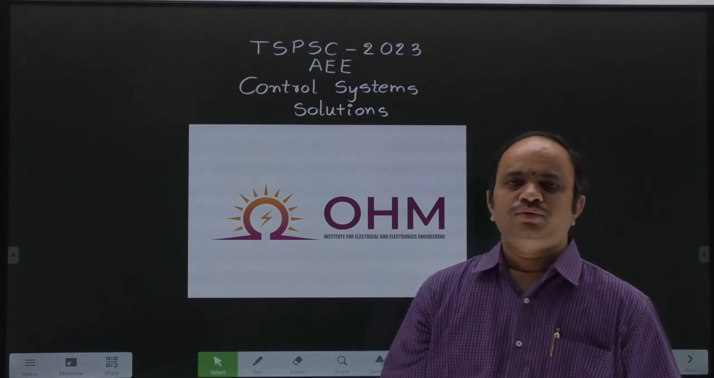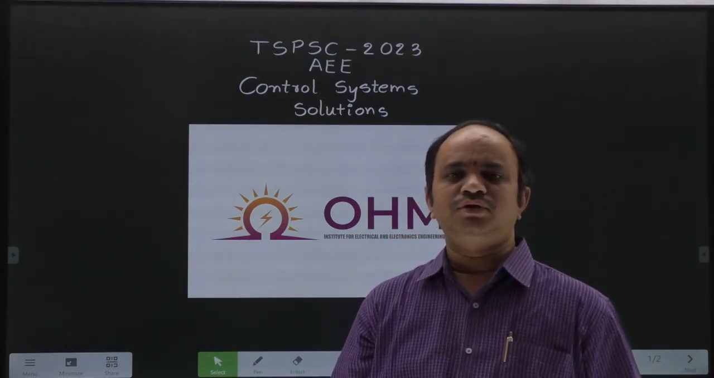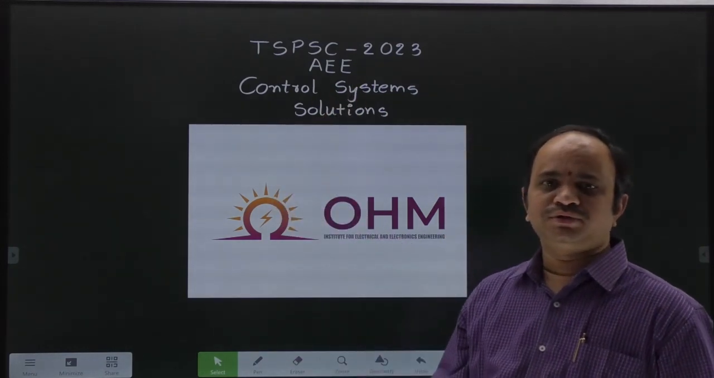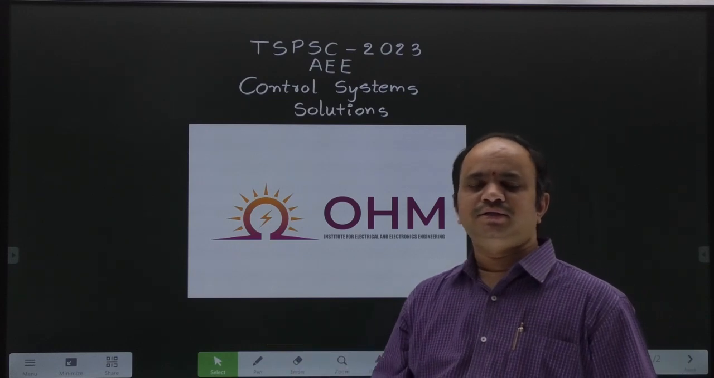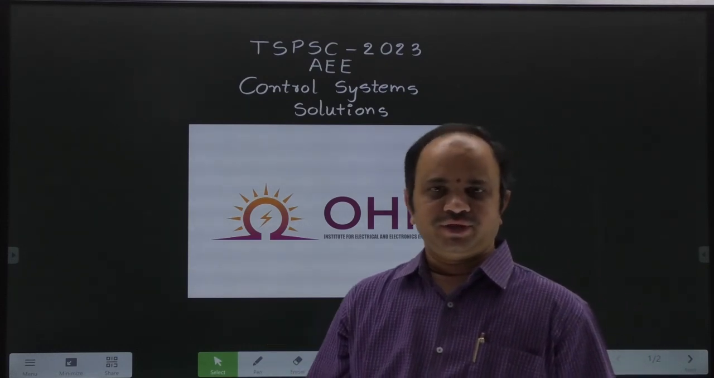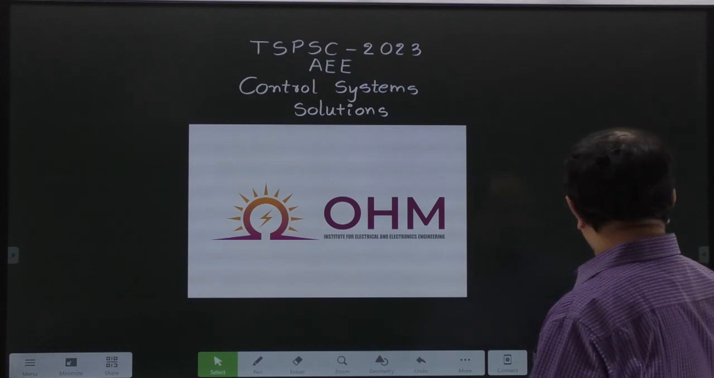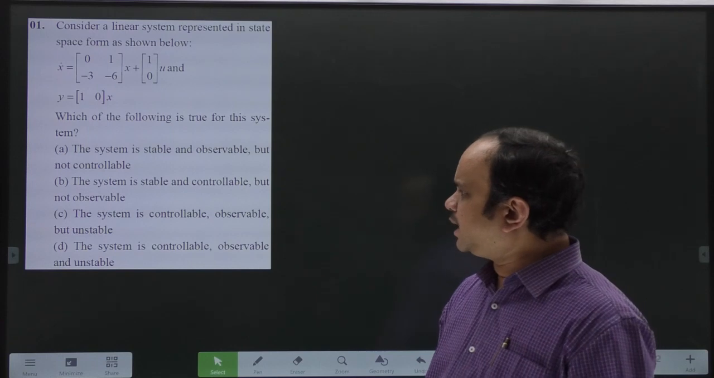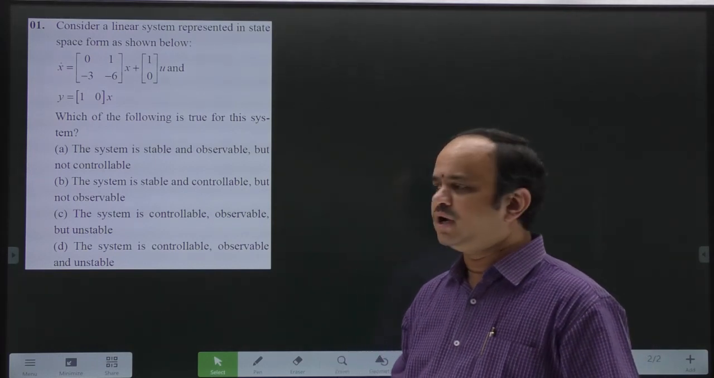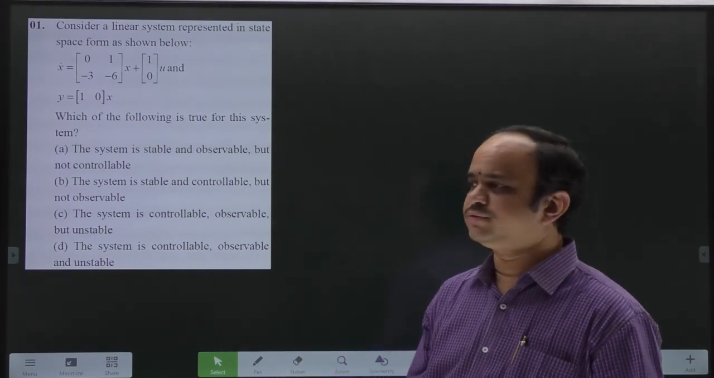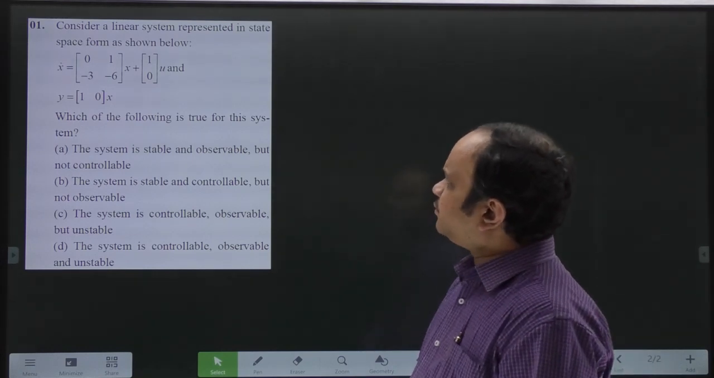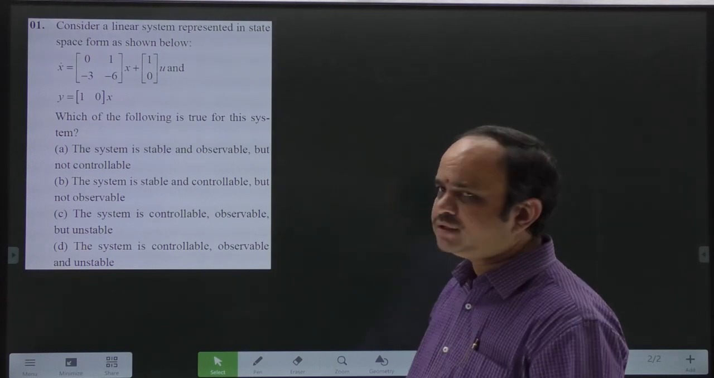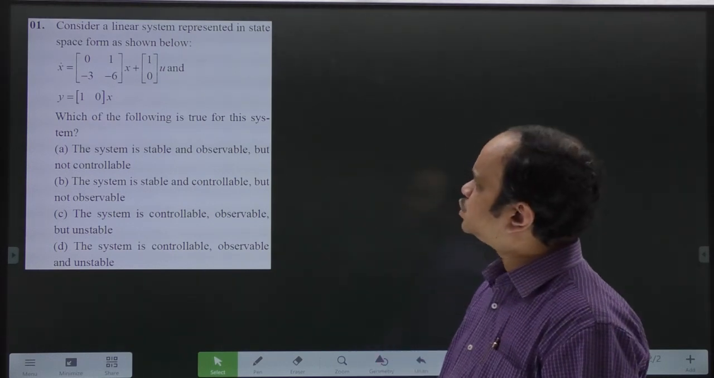In this video, we are going to discuss control system solutions from TSPSC paper 2023. This exam was held in the January month of 2023. Now let us go to the video. From the question paper, I collected all the control system questions and we are going to discuss solutions of these problems. Now the first question, consider a linear system represented in state space form as shown below.